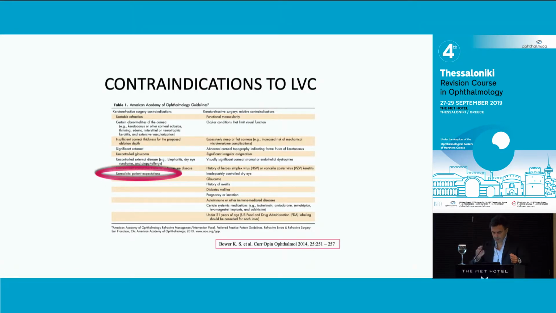This is from a paper showing the contraindications to laser vision correction, but I've highlighted the others are simple, but the one that is really difficult is: look at the personality of your patient. Unrealistic patient expectations are really something that you need to be very careful about, because this will be your unhappy patient, as will those who come to refractive surgery for secondary gains rather than willingly wanting to have refractive surgery.